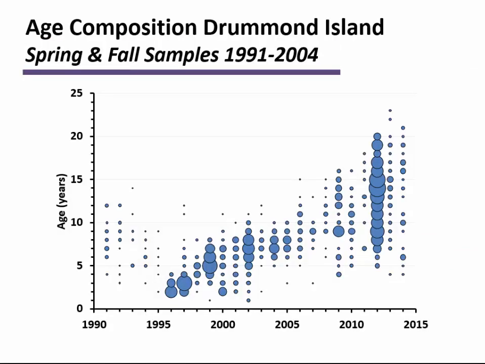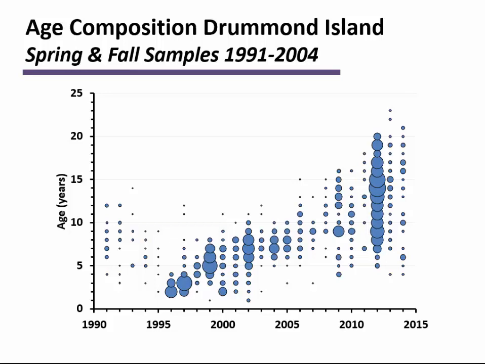This graphic is one of the things I wanted to point out. This is age structure. The bubble plot shows the age structure of Cisco caught in the Drummond Island refuge surveys through time from 1991 to 2004, regardless of whether it's a spring survey or fall survey. What you see is basically prior to 1996, we got a few old large fish there, but not a lot.